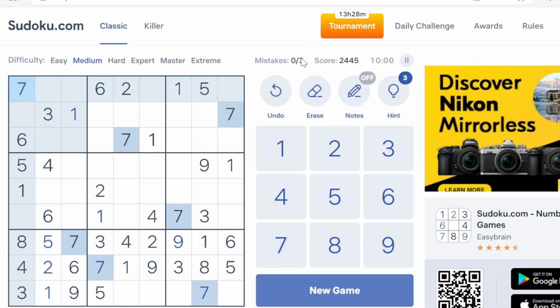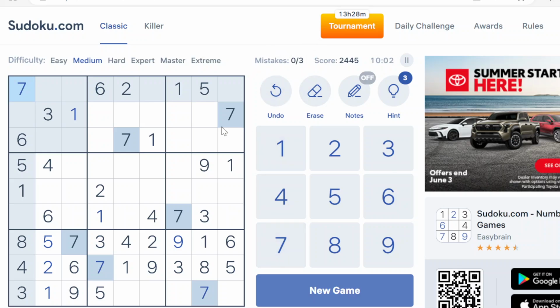Okay, yeah, that's correct because as you can see, I'm still at 0 mistakes. So my reasoning worked out. And if this is 7 and this is also 7, that means that the 7 in this box here has to be in this column. And this column only has one slot left in this box. So this is 7. And yeah, that turned out to be correct.